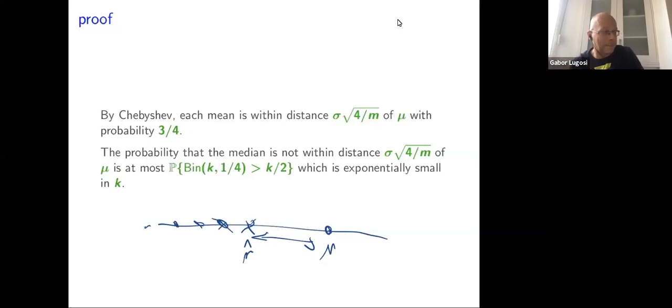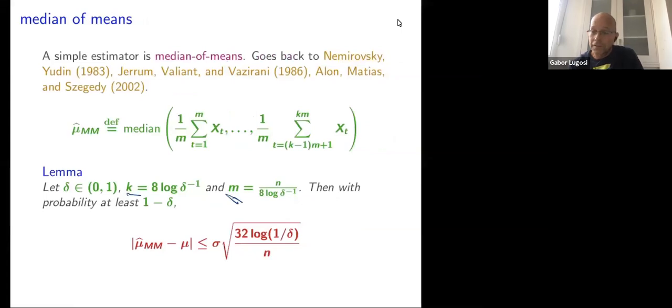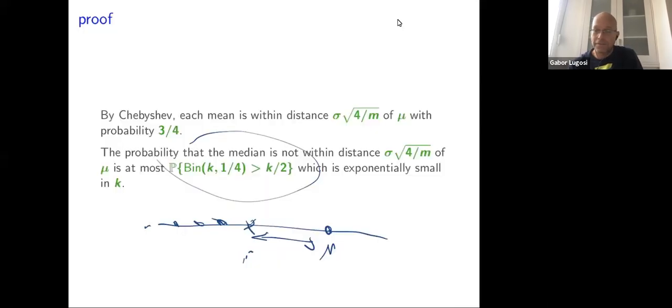So the probability that at least half of them are far is bounded by the probability that a binomial with parameters k, the number of blocks we have, and 1/4, the probability of error, is bigger than k halves. Remember, k is log 1 over delta. So this is exponentially small, and so this is just delta. That's the proof.